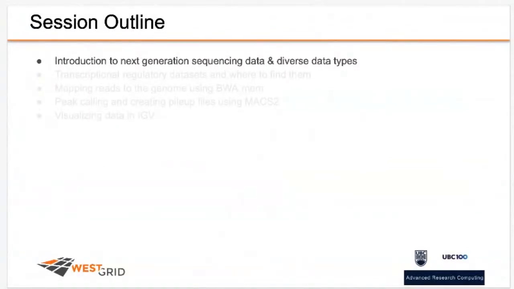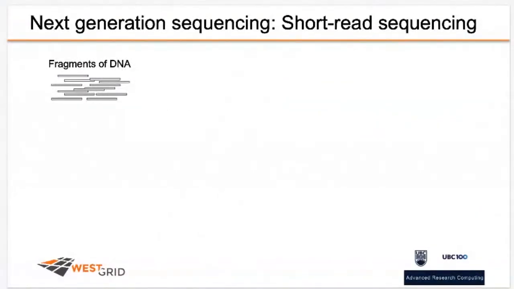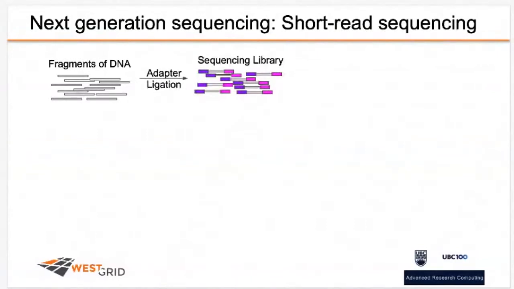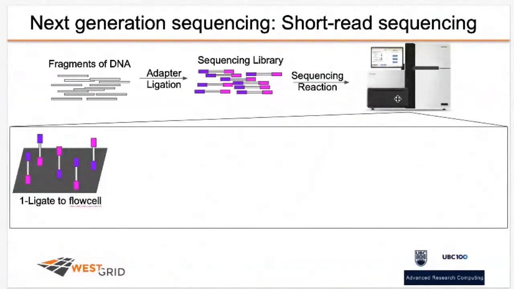So in order to understand the data, I'm just going to walk you through how it is generated. So next generation sequencing, we start with fragments of DNA. We ligate adapters to create what's called a sequencing library. That's these purple and pink adapters. And then they go on to one of these fancy machines. This is an Illumina HiSeq X machine.